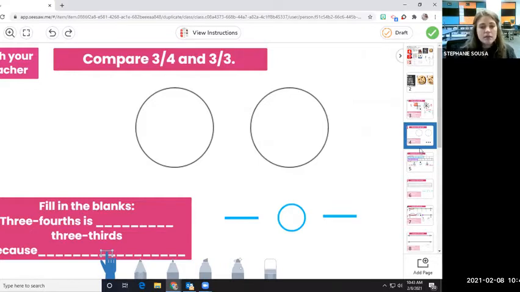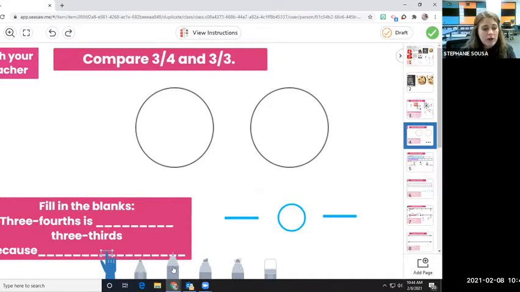Okay, please hop over to slide 4. Slide 4 is asking us to compare 3/4 and 3/3. You will notice that we have circle models that are empty. So we are going to need to complete the model. We are also going to need to complete the justification statement and comparison sentence, okay?